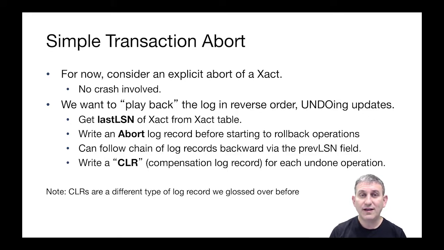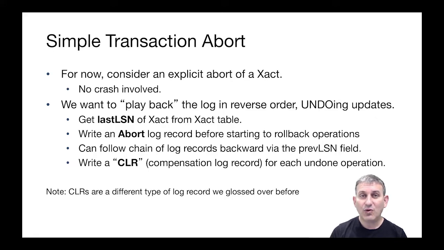So to do this, we have to start at the last thing that this transaction did, and it's easy to find that. We look at the last LSN of the transaction from the transaction table, and that's going to allow us to begin bouncing backwards through the log. Before we do anything, though, we're going to write an abort log record at the end of the log before we start rolling anything back. And then we can follow this chain of log records backwards from the last LSN via prev LSN records in the log to bounce back through the actions of this transaction in reverse order and undo them.